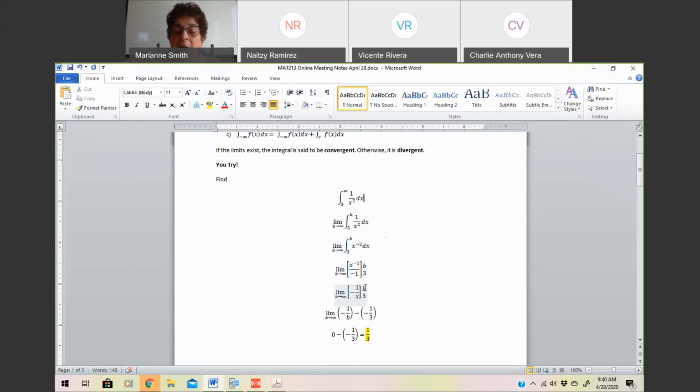Okay, so my integral value is negative 1 over x, and I need to evaluate that at b. Here's b, and I put the limit statement out in front of it because I need to let b get infinite. And then I'm going to evaluate it at the lower bound, right? So negative 1 over 3 is at the lower bound. This minus sign is from the fundamental theorem of calculus, okay?